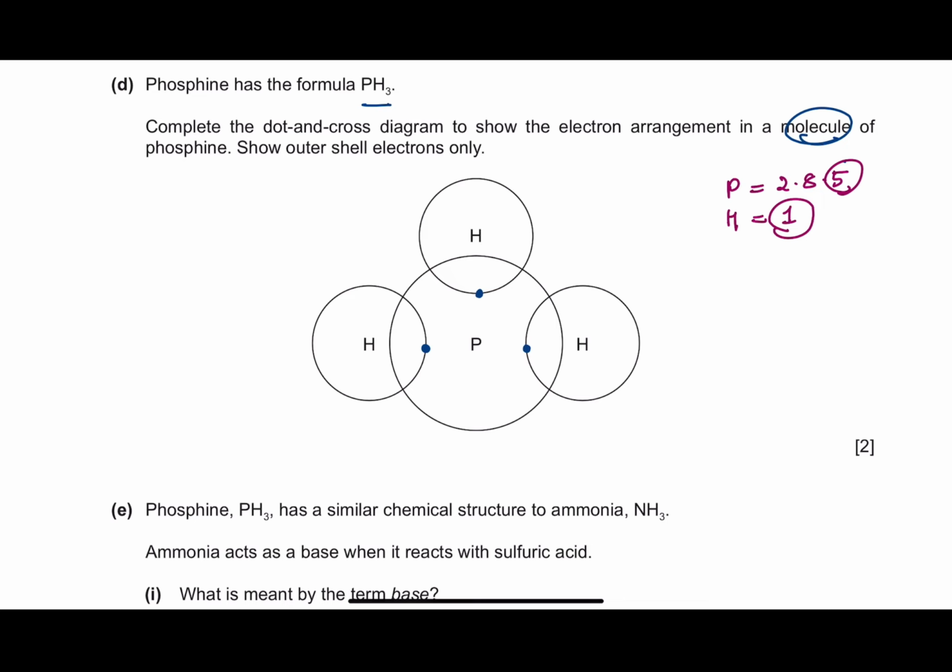And as phosphorus has 5 electrons, I will separate them equally, giving 1 electron to each hydrogen atom. So after drawing out 3 electrons, there are a balance of another 2 electrons to be drawn, which can be placed over here. Now this will give you a complete 8 electrons for phosphorus and a complete 2 electrons for each hydrogen element.